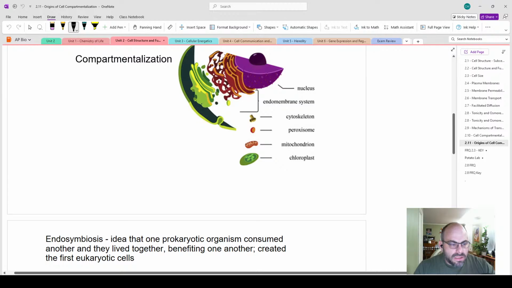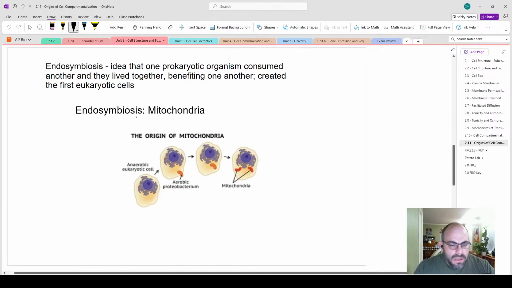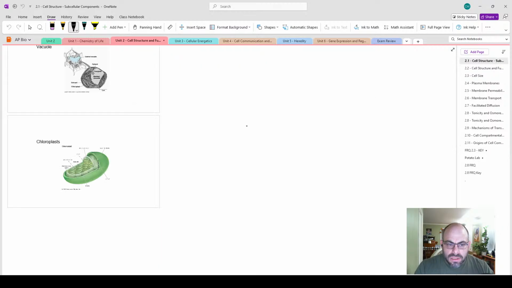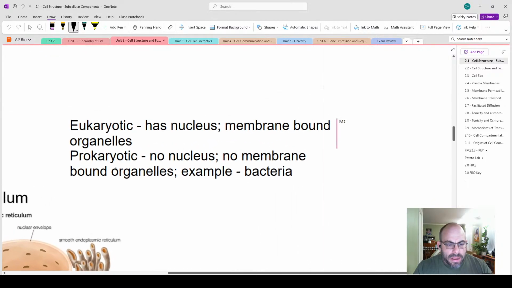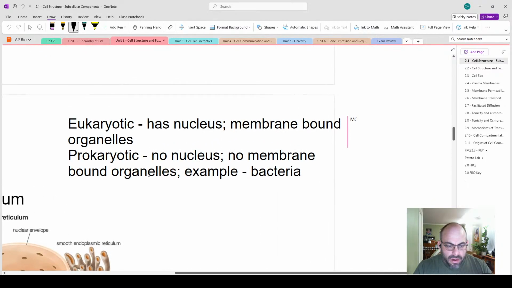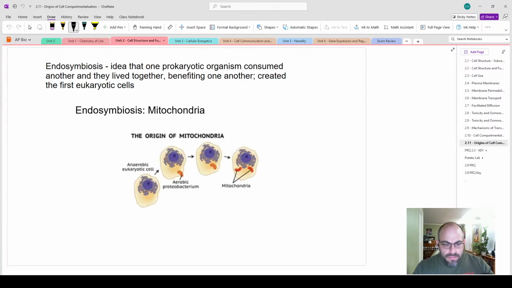Endosymbiosis. It's this idea of compartmentalization. And again, this definition is necessary to understand what it is. So it's the idea that one prokaryote consumed another. They lived together, benefiting one another, and created the first eukaryotic cells. Why eukaryotic cells? Again, let's get our definition. Has a nucleus, has membrane-bound organelles, right? So before that, there were prokaryotes, there weren't any membrane-bound organelles. It was just a cell with some ribosomes. All right, so here we have this.